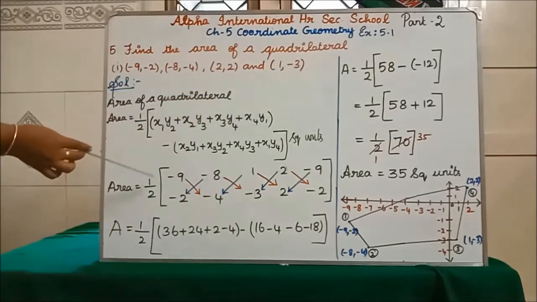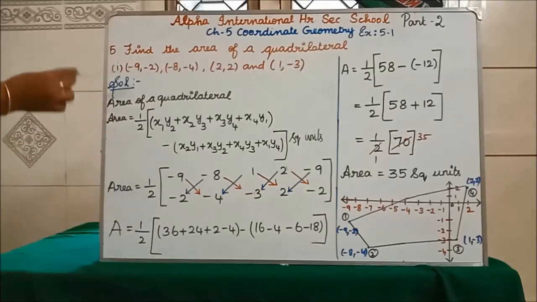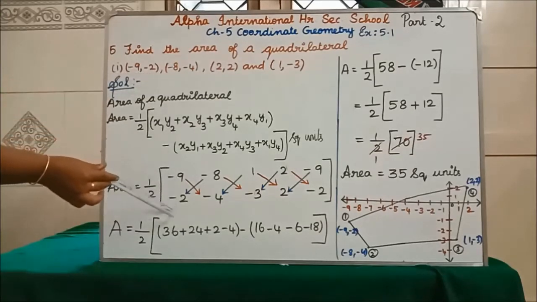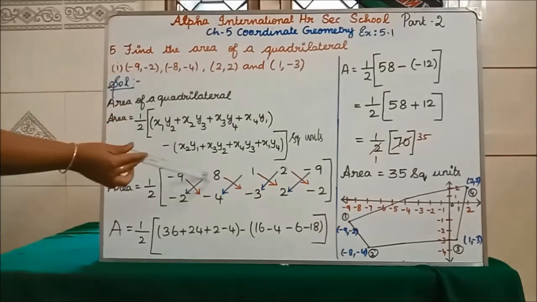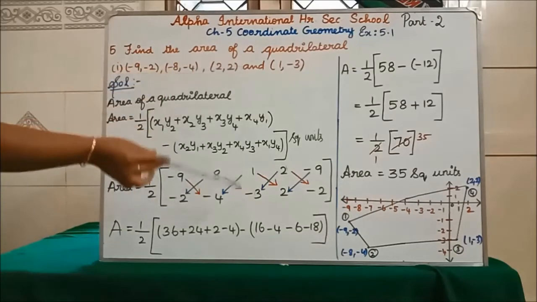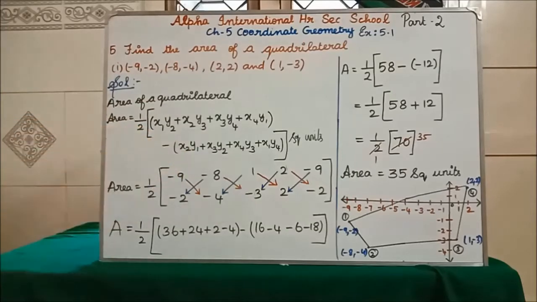Clear? Area is equal to 1 by 2. Here we have, first, what is it? Minus 9 comma minus 2. Minus 9 minus 2. Minus 8 minus 4. 2 comma 2. But what I have written is 1 comma minus 3.